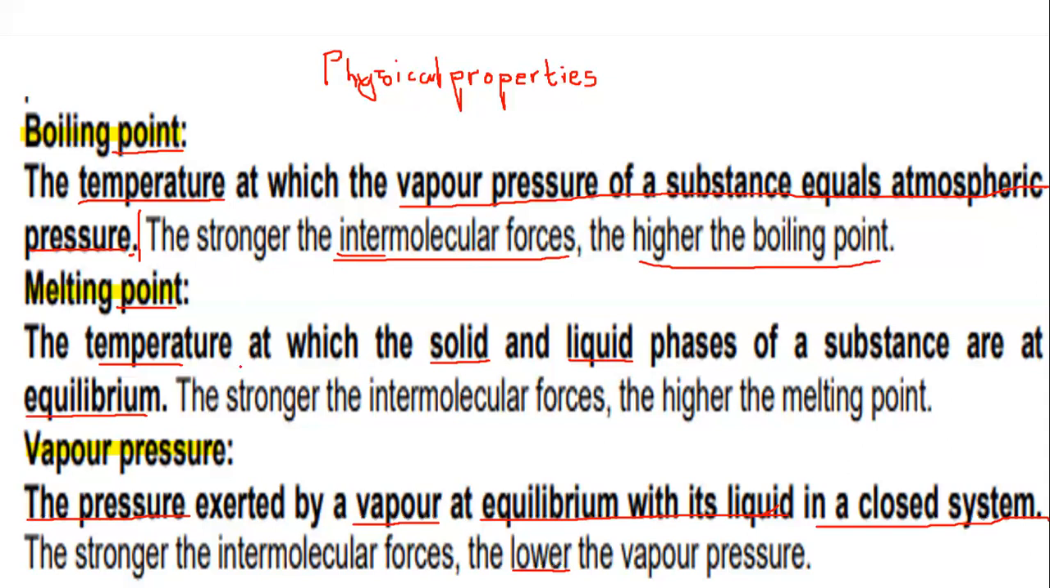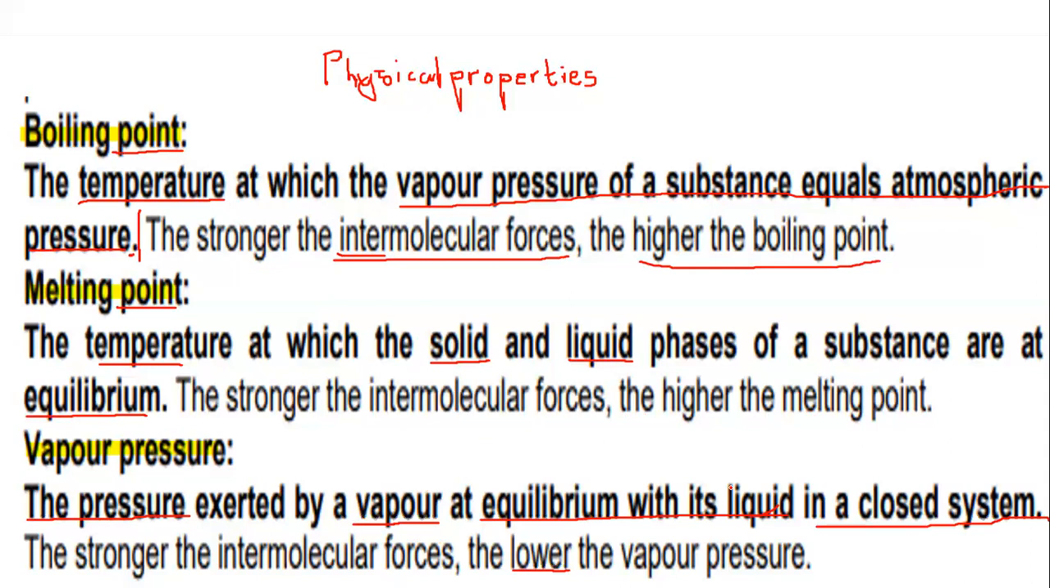Now, let us look at melting point again and vapor pressure. Now, the stronger the intermolecular forces, the higher the melting point is. Again, the stronger the intermolecular forces, the lower the vapor pressure. So what does that tell me? It means at the same time the intermolecular forces are strong, the melting point will be high, but then the vapor pressure is going to be low altogether.